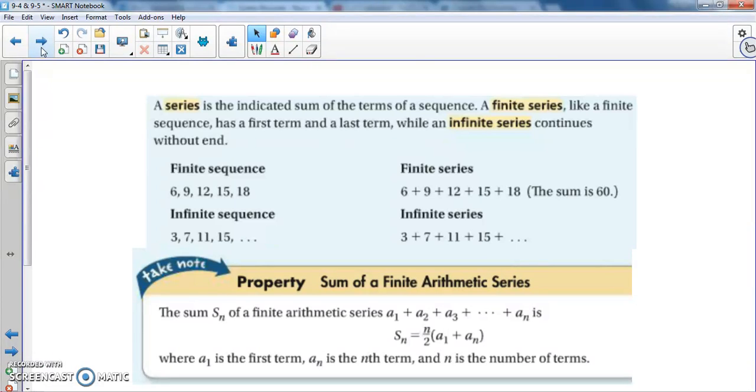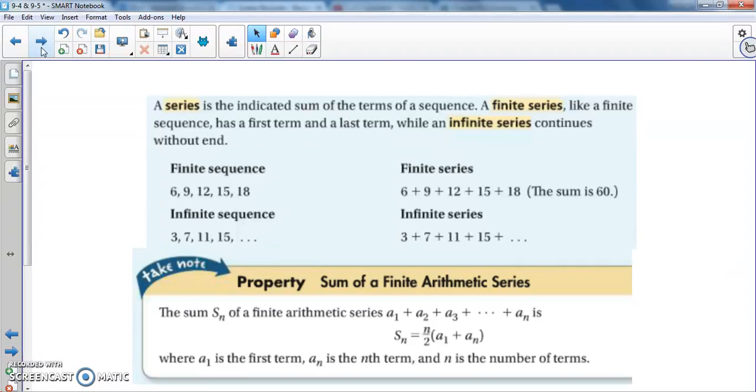So please look at two different examples here. We have a finite sequence. The series is just the sum of the terms of the sequence. And then the infinite series has the ellipsis, meaning that we do not have an end.